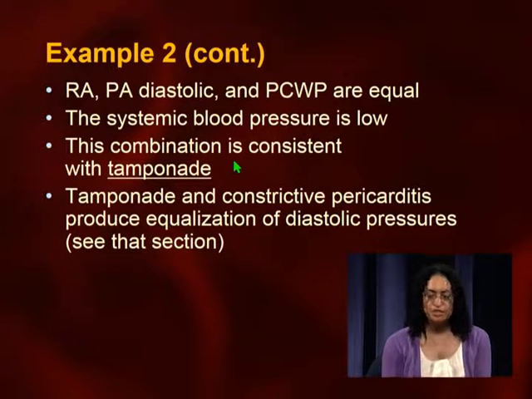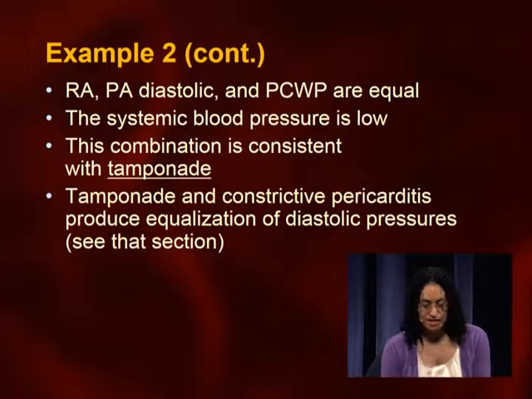The two conditions that cause equalization of diastolic pressures are tamponade and constrictive pericarditis. And in the section on pericardial diseases tomorrow, we'll go over how to differentiate between those two. But when you see equalization of pressures, think of those two conditions.